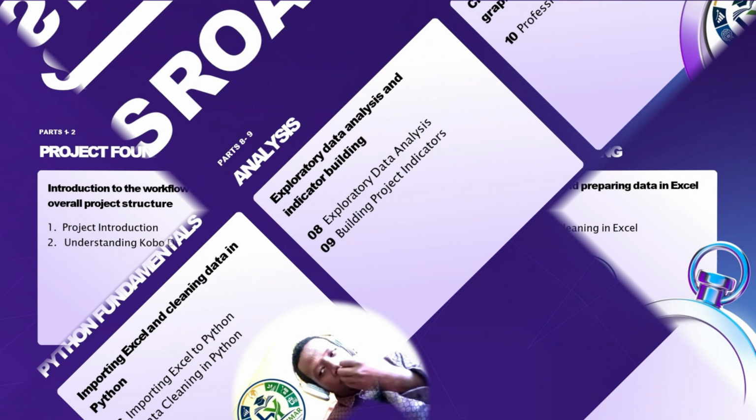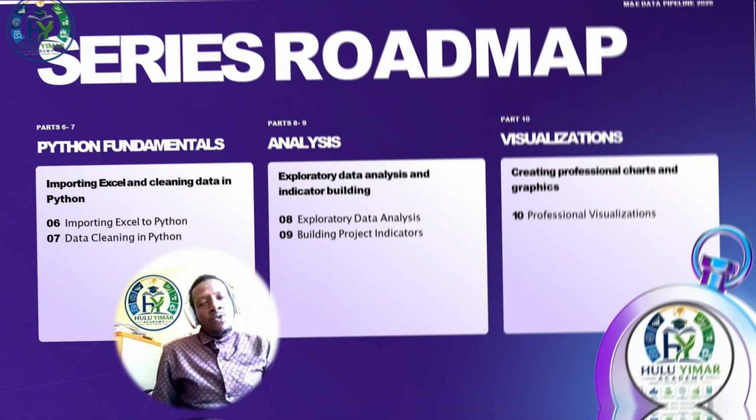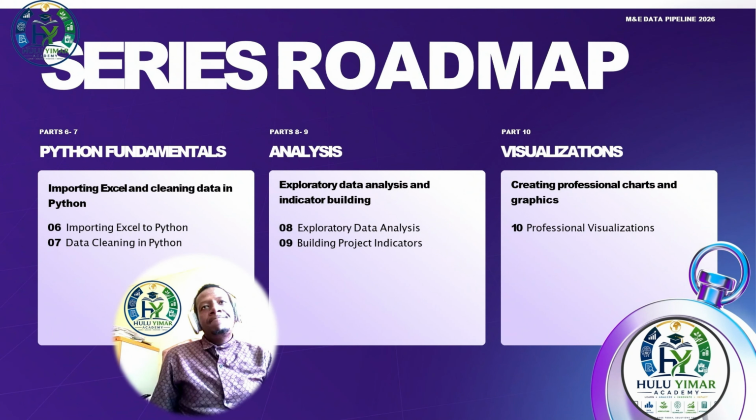So that's part 5. Next, in parts 6 and 7, we cover Python fundamentals. We start from part 6, where we'll see the basic way of importing Excel into Python. We use pandas to read Excel and explore with head, info, describe, and check the columns. That's what we are going to do in part 6.